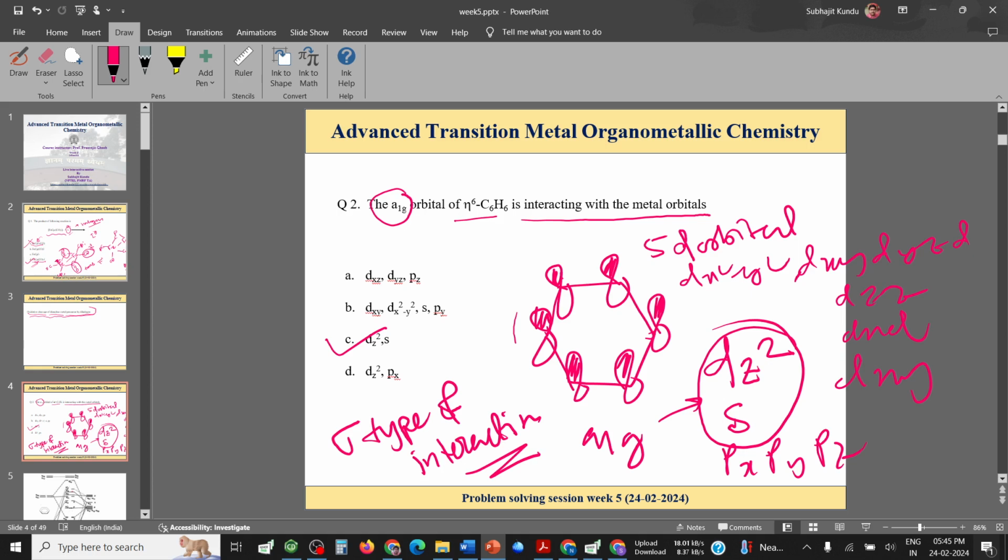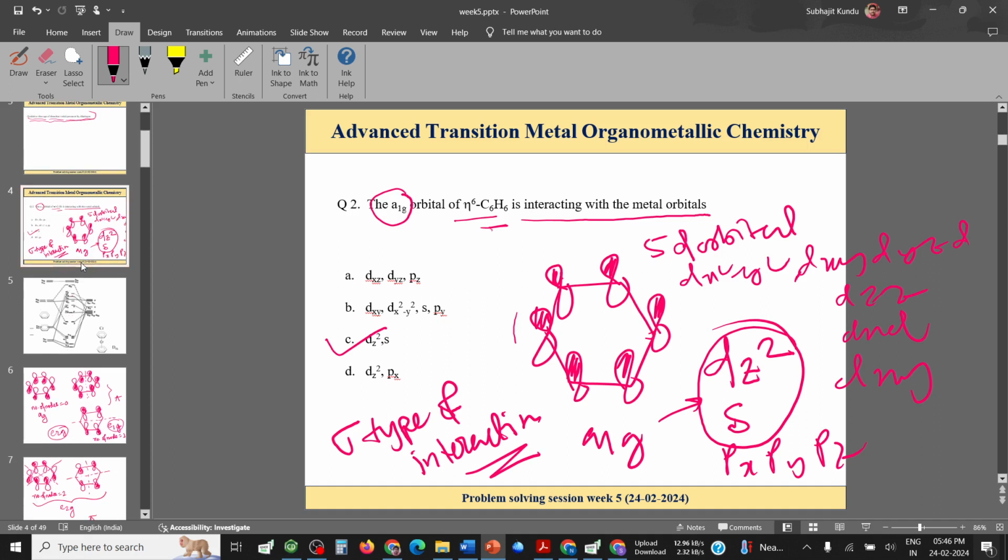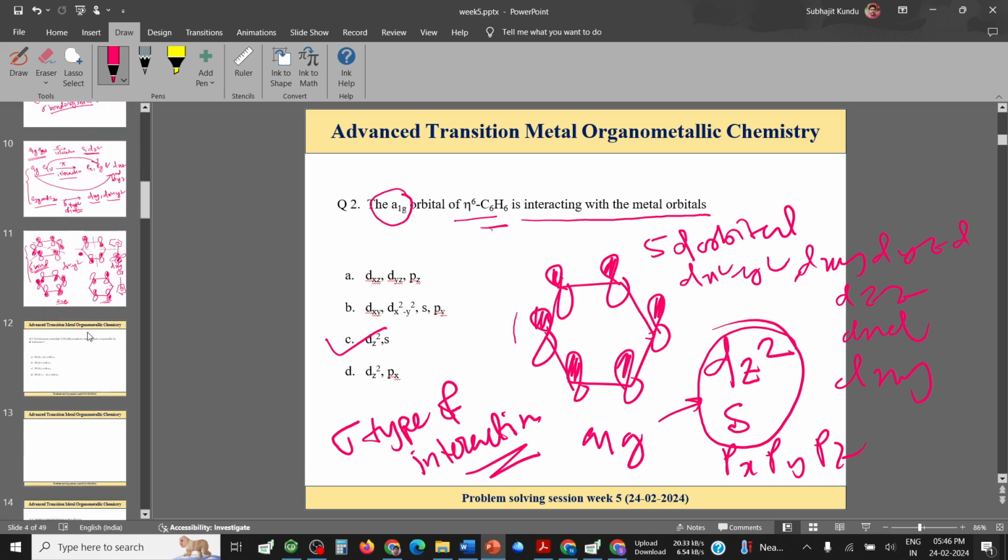The sigma type of interaction is given by these metal complexes with eta 6 C6H6 ligand. So this question is very easy if you understand the orbital diagram and the orbital picture of the 6 molecular orbitals which are available for the eta 6 C6H6 for bonding with the metal. Now I am going to question number 3.